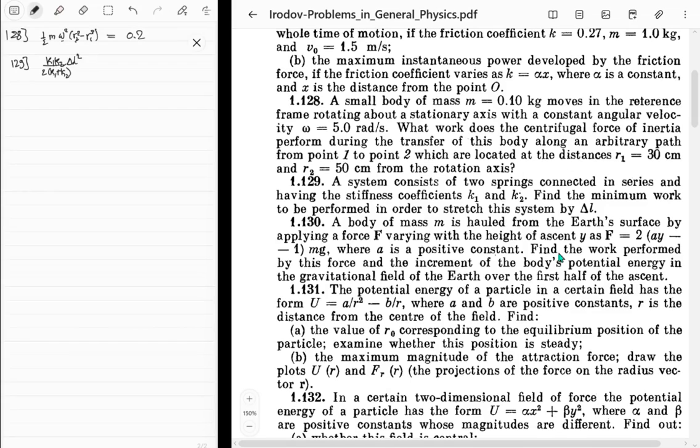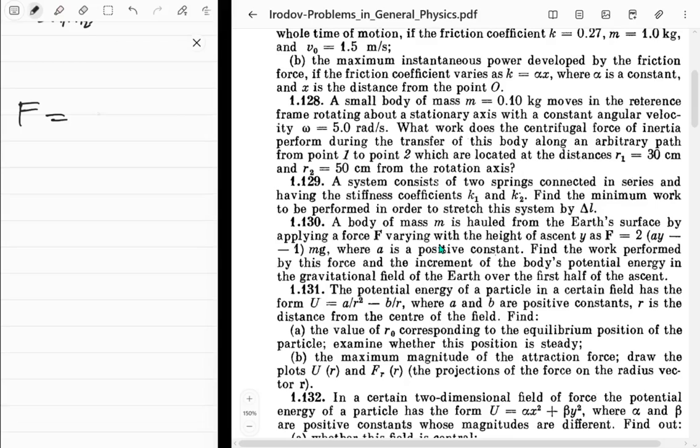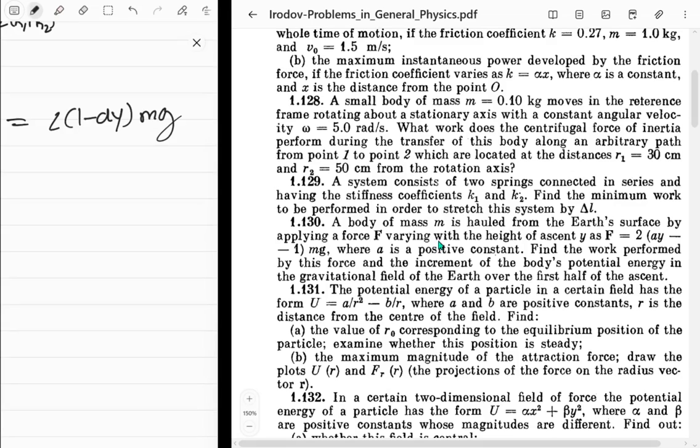First half of the ascent. Okay, this is very suspicious because it's got a y minus 1, and at y equal to 0, it's negative 1. And no, that's not good. Oh, wait, this is g vector. Okay, that makes sense. So the force is upwards, and basically it's just 2 into 1 minus ay times mg. This g vector makes it negative. That's why it is the way it is. All right, cool.